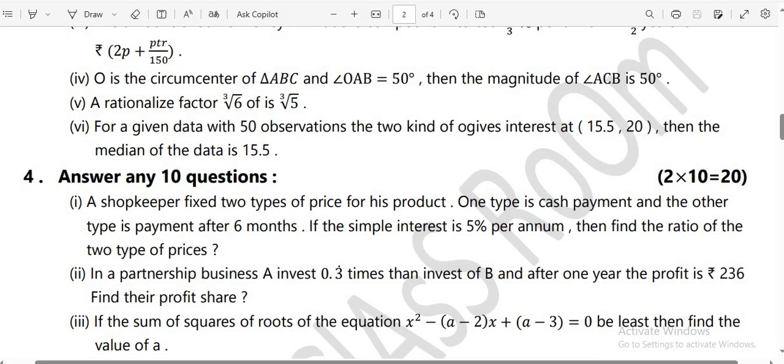Question number 2. In a partnership business, A invests 0.3 times of B's investment, and after 1 year the profit is rupees 236. Find their profit share.